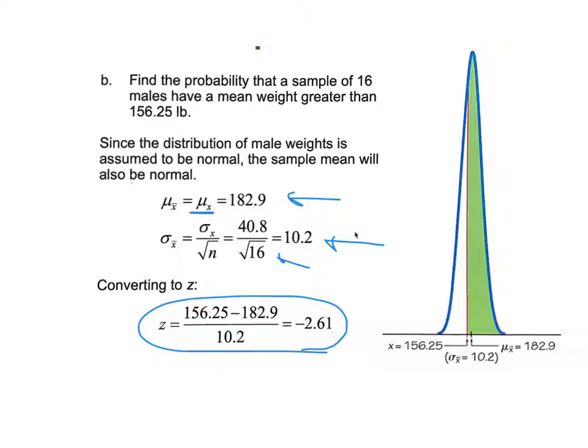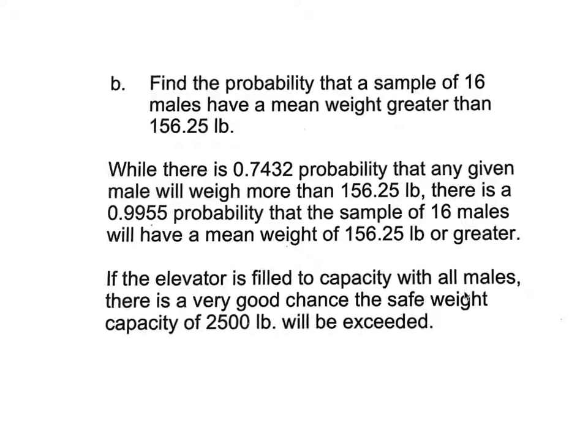I'm looking for the area in there, and I think it's on the next slide. Yeah, it's on the slide. So part B, there's a 0.7432 probability that any given male weighs more than that weight, but there's this big of a probability that the sample of 16 males together will have that weight or bigger, which means if it has 16 males in there, there's a very good chance that the weight of 2,500 will be exceeded. Like 99.55% chance that there's too much weight in that elevator.